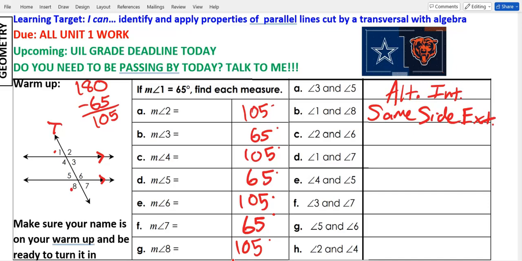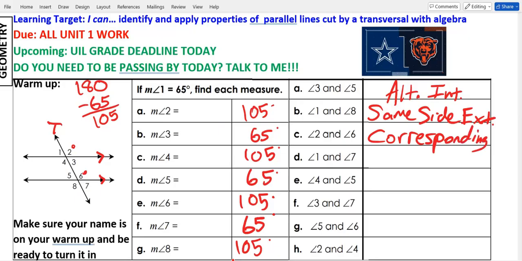Now, 2 and 6. 2 is over here. 6 is over here. They look like they're on the same side. I mean, they are on the same side, right? Are they both in, both out, or one in, one out? So 6 is in, but 2 is not in. 2 is out, okay? So if you have one in and one out on the same side, that's the weird one. Y'all remember that one? It's the one that's not listed here. Corresponding.